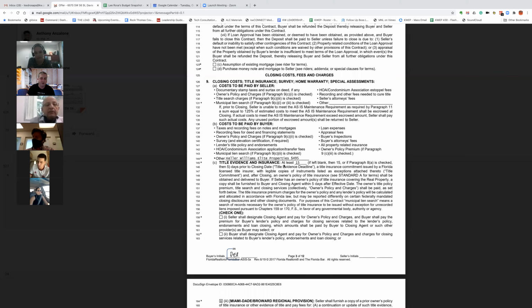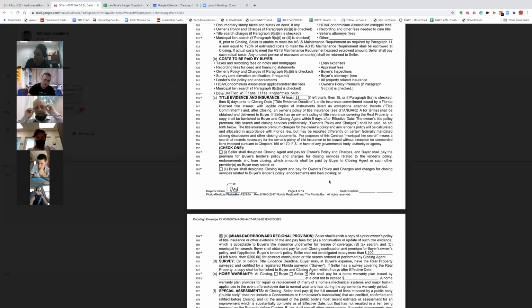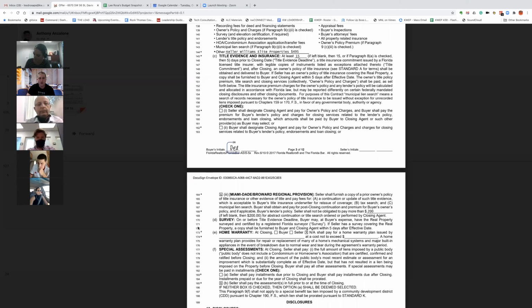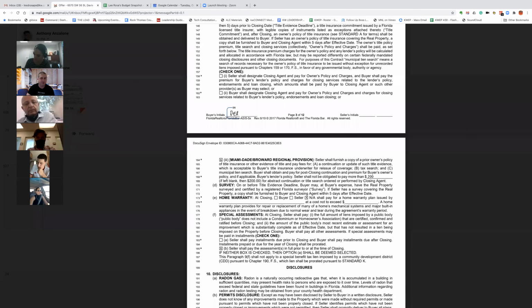We are going to make sure that we have clean title within 2 weeks of the closing date. If we do not have title evidence, clean title, we will be able to back out of the deal. Because you do want clean title on the property, right? Right. Yeah, me too. Line 164, we have checked off the Miami-Dade provision.